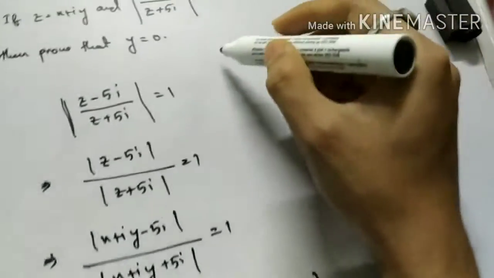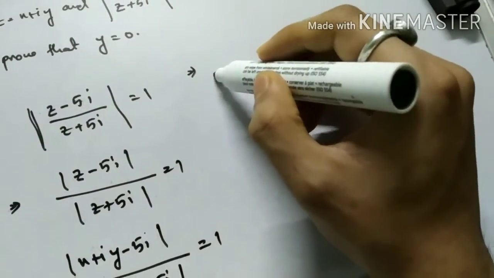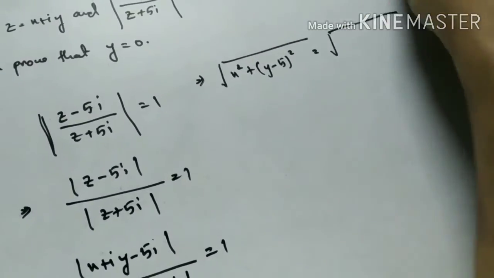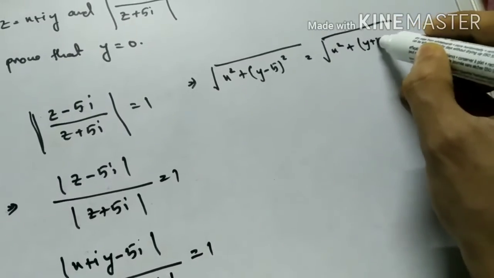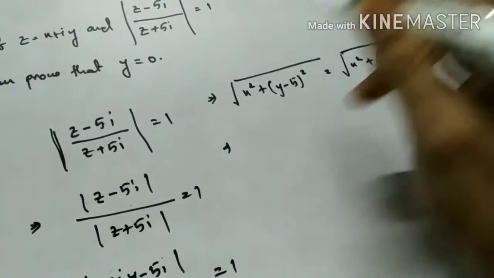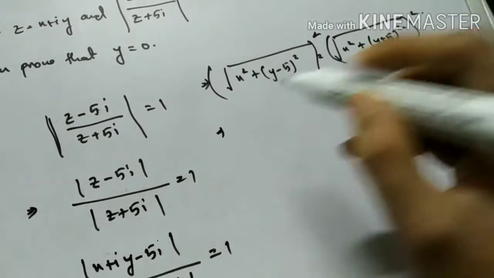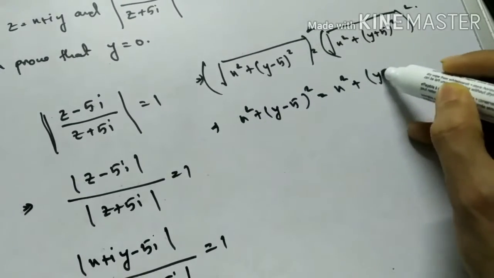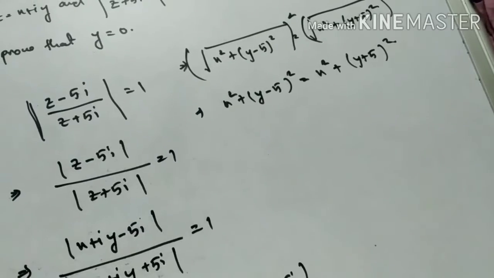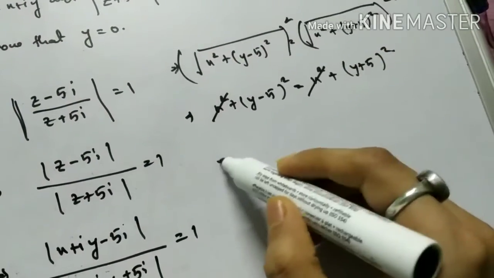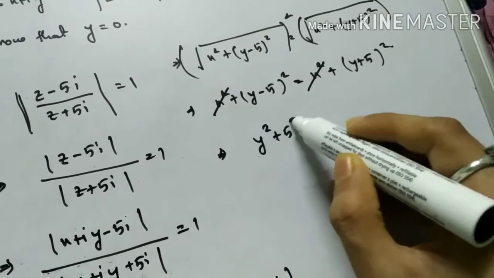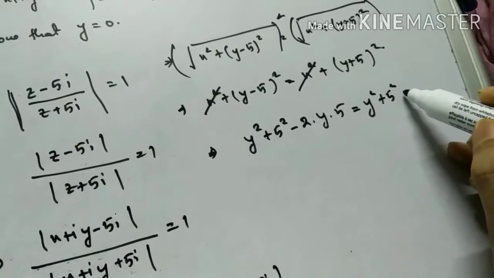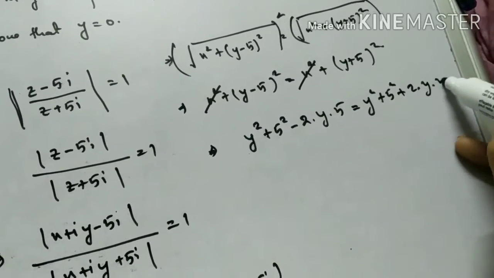Okay, so now what I will do, squaring both sides. If I do squaring both sides, I will get x square plus (y - 5) whole square equal to x square plus (y + 5) whole square. So now in here you see x square cancels out. I will get y square plus 5 square minus 2 dot y dot 5 equal to y square plus 5 square plus 2 dot y dot 5.